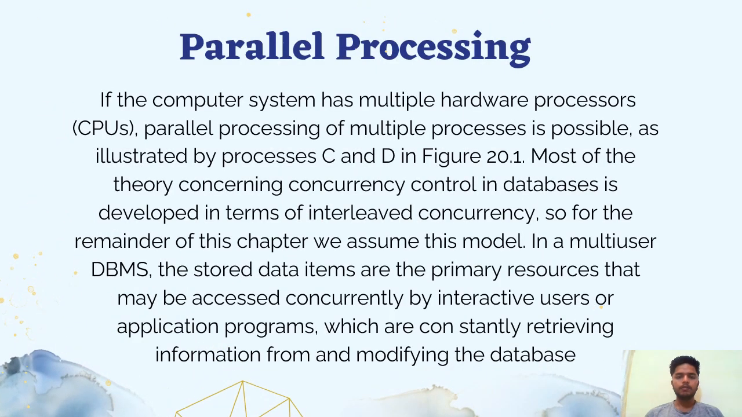Parallel processing. If the computer system has multiple hardware processors, parallel processing of multiple processes is possible, as illustrated by the processors C and D. Most of the theory concerning concurrency control in databases is developed in terms of interleaved concurrency. So for the remainder of this chapter, we assume this model in a multi-user DBMS. The stored data items are the primary resources that may be accessed concurrently by interactive users or application programs, which are constantly retrieving information from and modifying the database.